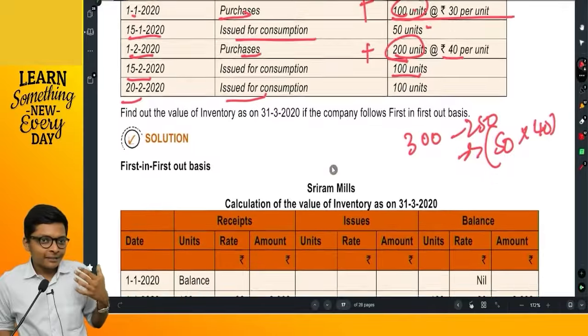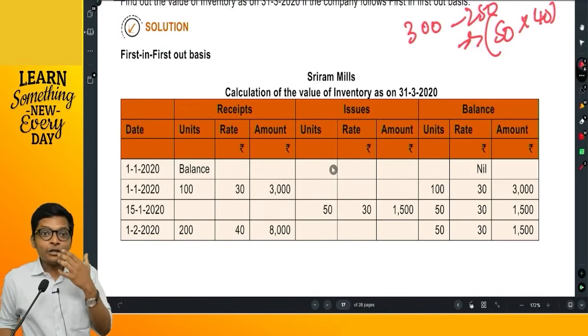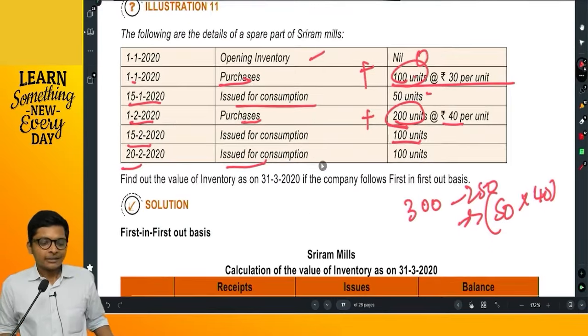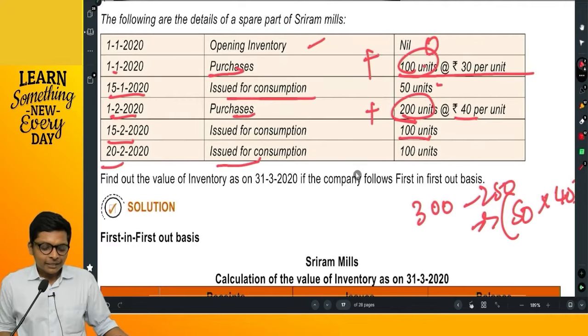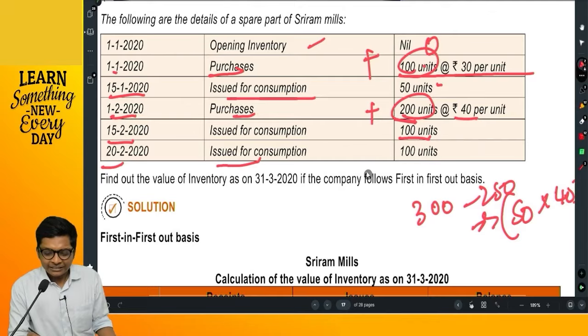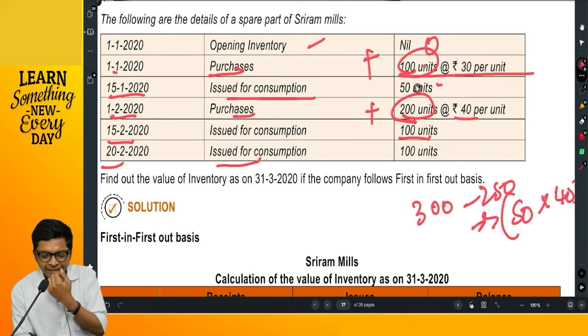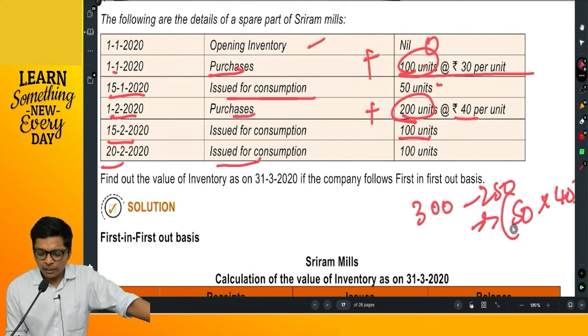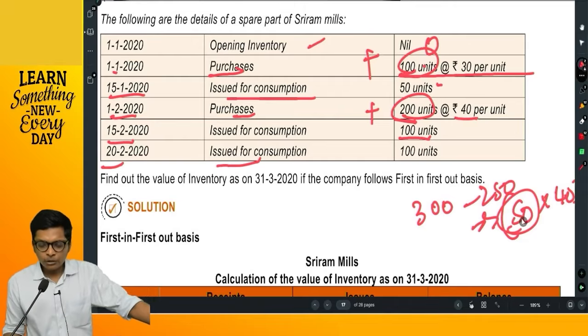You have to prepare this beautiful 9-10 column table, guys. Are you following? Easy or difficult? Easy and lengthy. Now all of you know how to do FIFO, guys. Straightforward computation: 100 added, 200 added, minus 50, 100, 100, leftover.